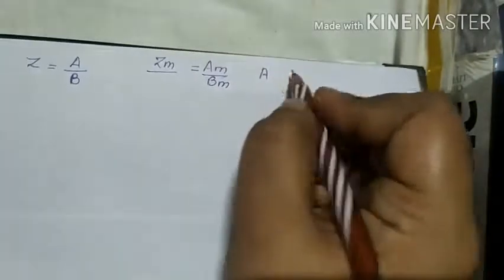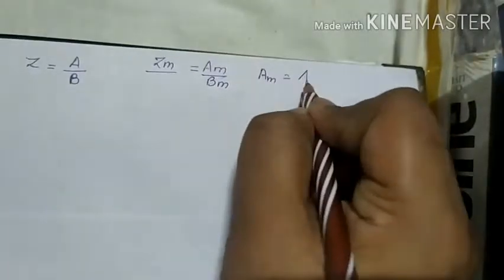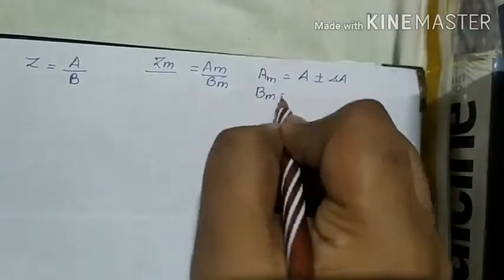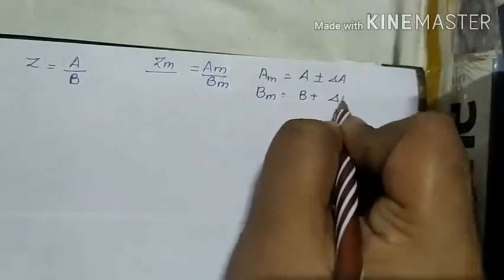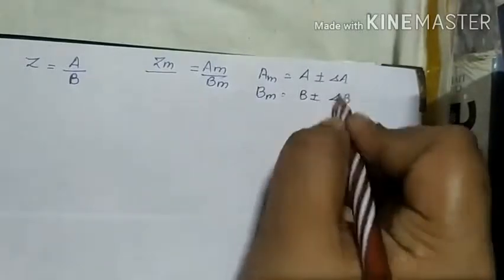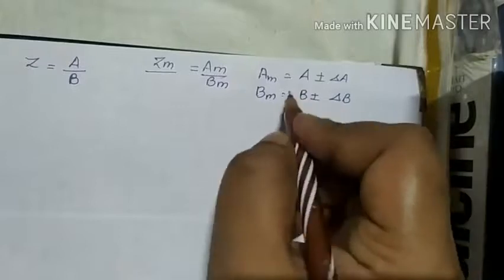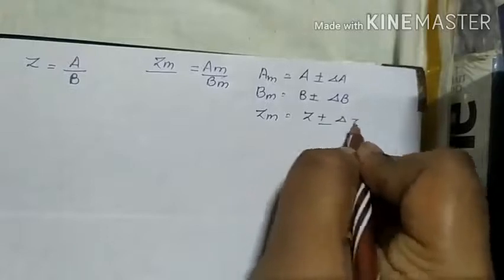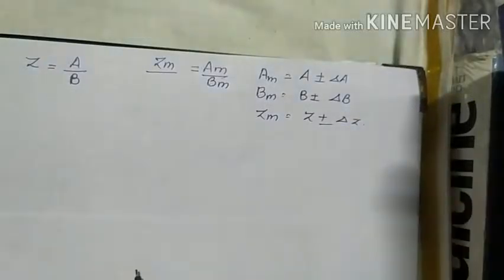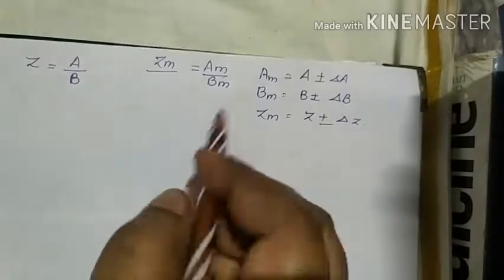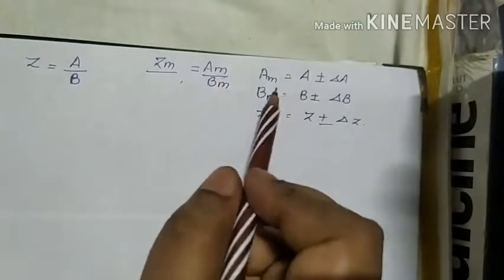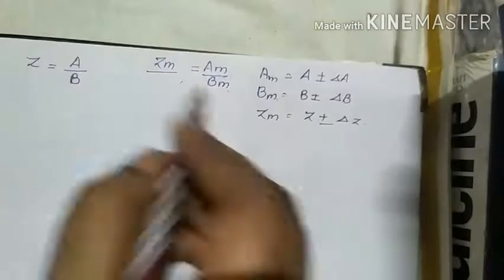Now any measured value is equal to true value plus or minus an error. So similarly, Bm can also be written as true value of B plus or minus delta B. These are absolute errors, delta A and delta B. Similarly, Zm is equal to true value of Z plus or minus delta Z. Clear? Now you are asked to find Zm, that is Am by Bm. So I am going to substitute Am and Bm's values here, so that Zm is Z plus delta Z.